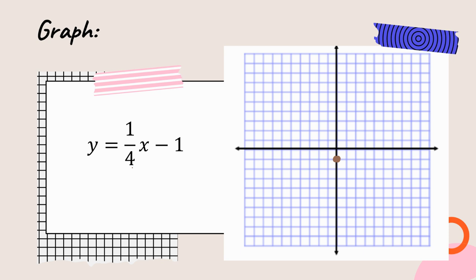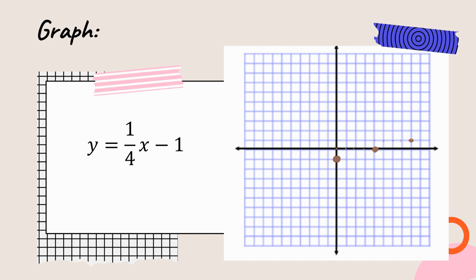And then my slope is 1/4. So I'm going to go up 1 and to the right 4. And I'm going to do that again, up 1 and to the right 4. 1, 2, 3, 4. This is an exercise in counting. Then I'm going to go back to my point just to get another one. I'm going to go down 1 and I'm going to go to the left 4. Now I've got a nice couple of points here. I'm going to sketch my line and I'm going to draw my arrows on the end, okay?